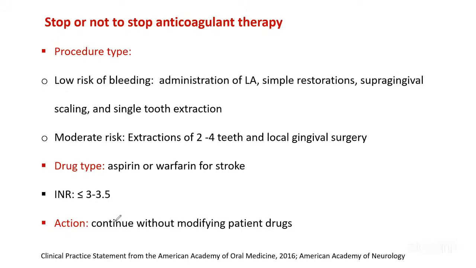So we need also to check the INR. The therapeutic range of the INR at which we can perform a tooth extraction in an outpatient dental clinic should be 3 or below 3, or 3.5. If the INR is below 3 to 3.5, we can proceed with the dental treatment or tooth extraction without modifying the patient's drugs, according to the clinical practice statement from the American Academy of Oral Medicine and the American Academy of Neurology.